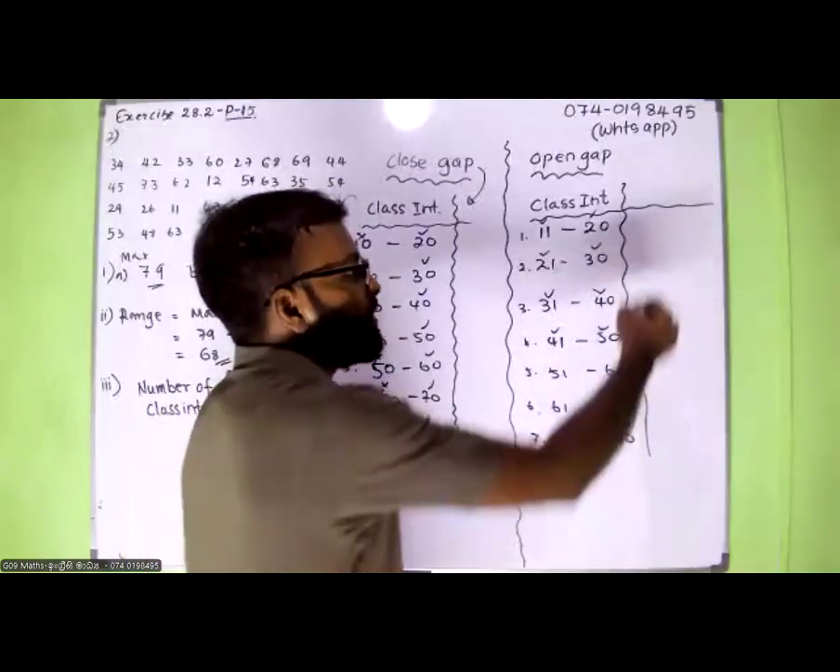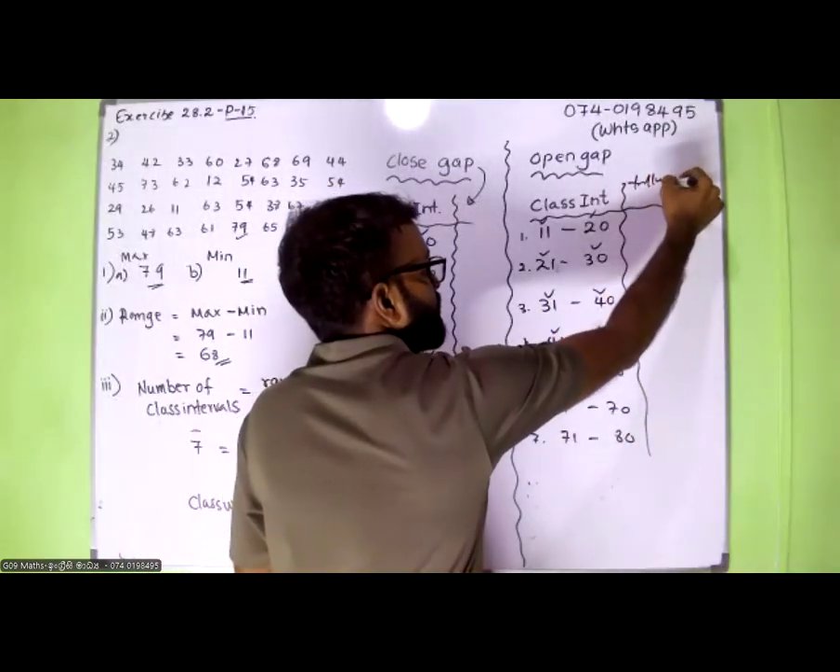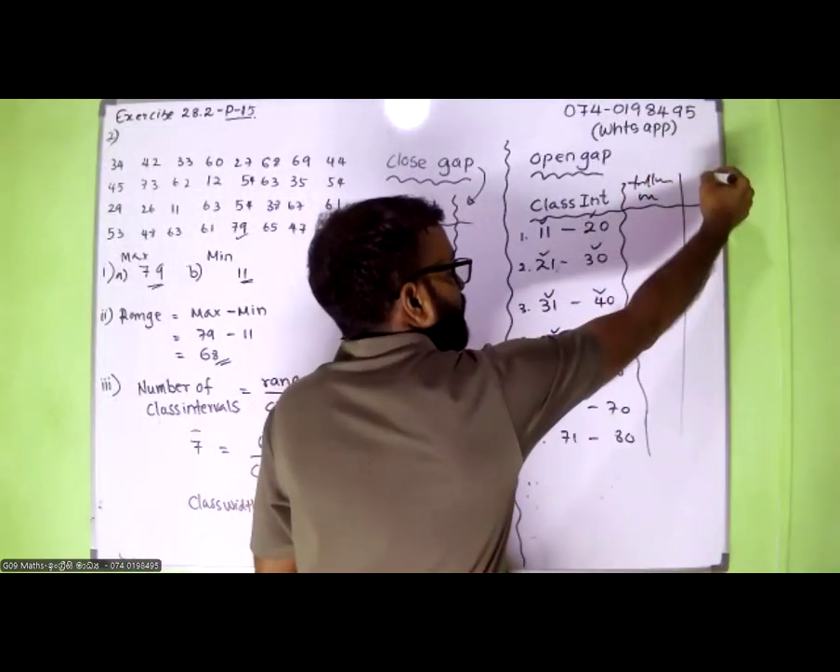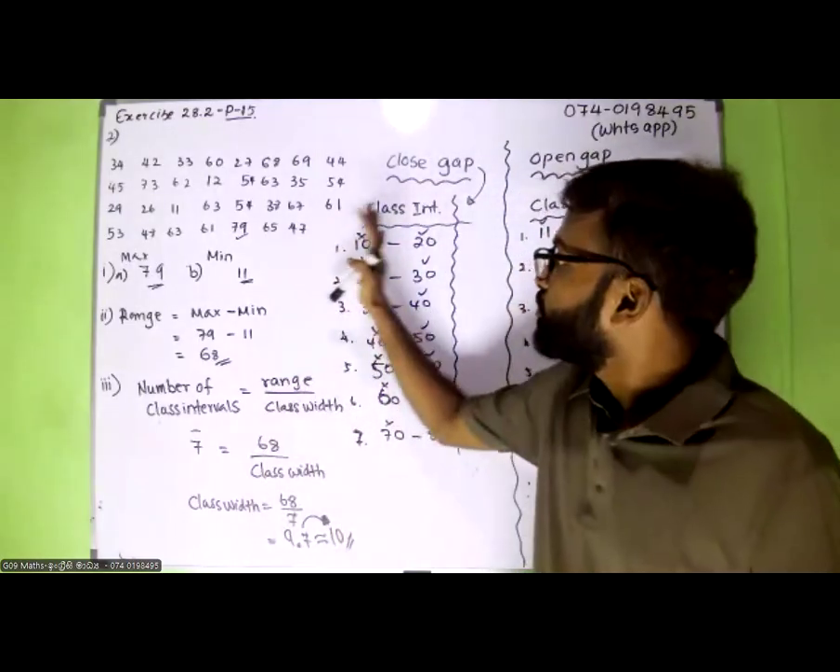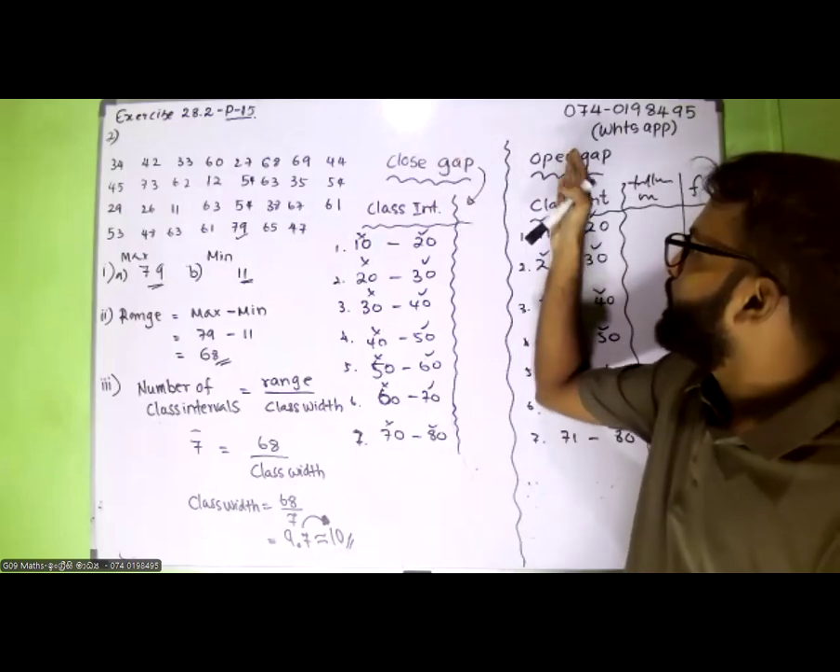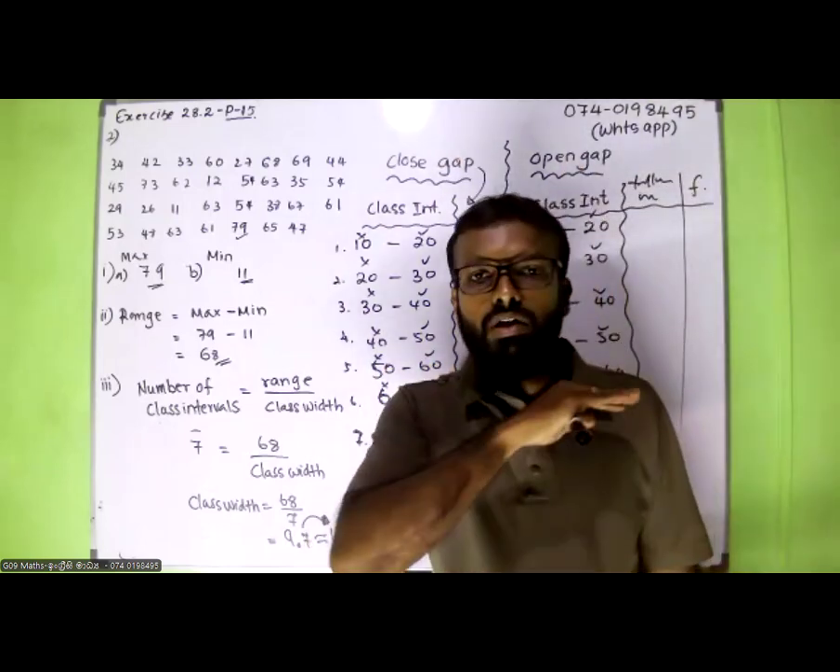Make nothing, hurry. Here tally marks, then frequency. Right? Do it for both ways. So both ways are here, close gap, open gap. Now you guys know everything.